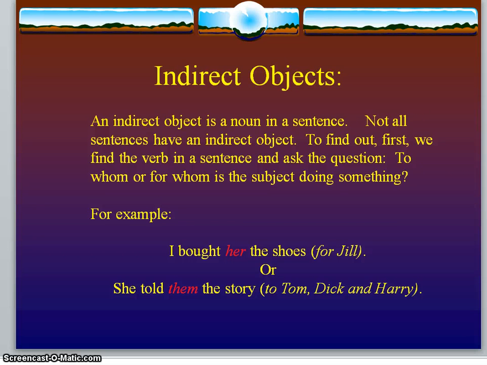Okay, guys, today we're going to talk about indirect objects. An indirect object is a noun in a sentence. Not all sentences have an indirect object. To find out, first we find the verb in a sentence, and then we ask the question, to whom or for whom is the subject doing something?